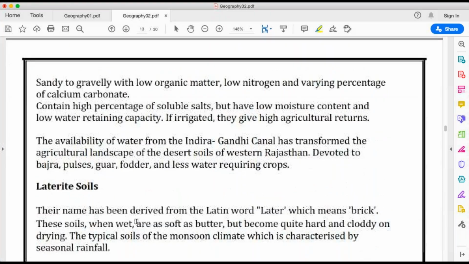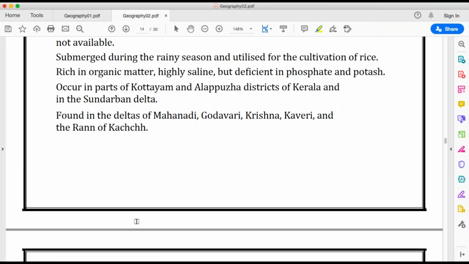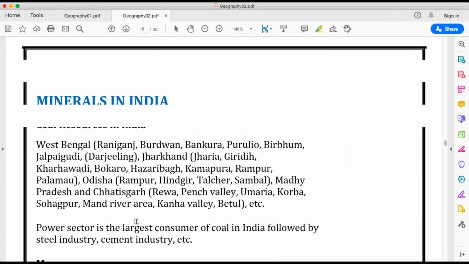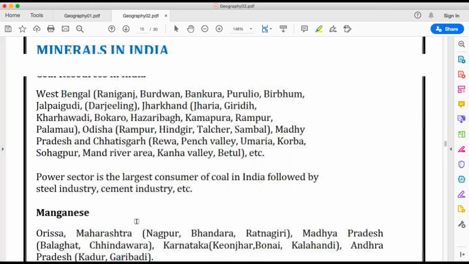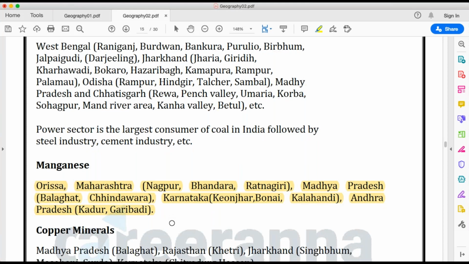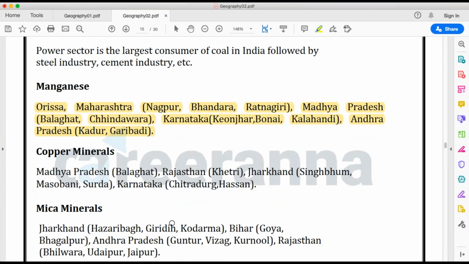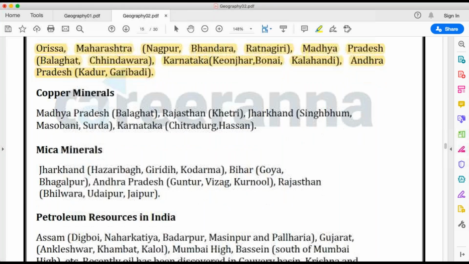Skipping the soils part, we have talked about a lot of soils here. So all these, you know what to study now. Minerals. Only one thing which you need to remember is, where is that particular mineral found? That is what you need to remember in minerals. If I say manganese, you should be able to remember all these areas. Majorly, you should remember the states. Cities are not that important, but it's good if you could remember the city also. But states are very, very important. So for any mineral, states are a lot more important than the cities. So first ensure that you remember the states of every mineral, and then you can try to remember the cities also. That is the only thing which you need to remember about minerals. Minerals and states.